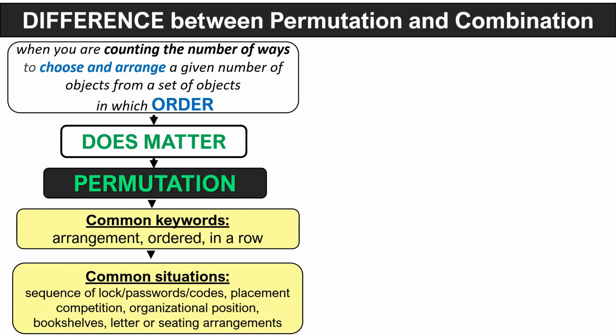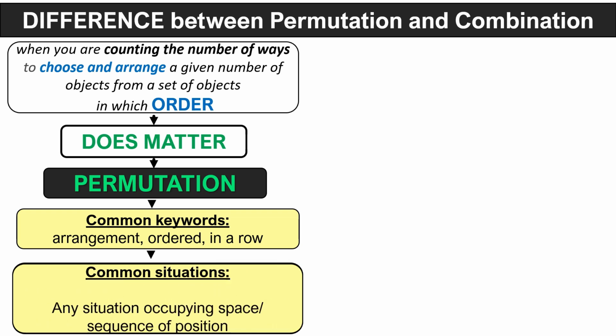passwords, and codes. Placement on the competition, for example, first place, second place, third place. Organizational position, for example, president, vice president, secretary, and so on. Bookshelves, letter arrangement, seating arrangements, or any situation occupying spaces with regards to the sequence of position.